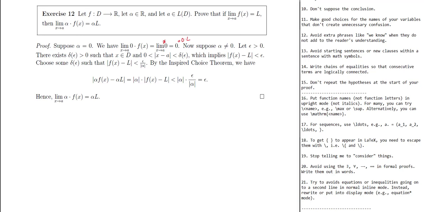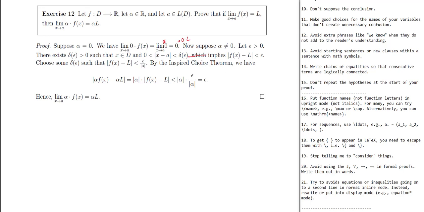Okay, now suppose alpha does not equal 0. Fine, let epsilon be positive. There exists a delta of epsilon greater than 0 such that, it's not that such that this happens, right? It's such that if this happens, then this happens. So the way you could phrase this, not with an if then, is to get rid of this comma and the "which". So such that x in D and x in a between 0 and delta of epsilon implies the absolute value of f of x minus L is less than epsilon. Okay, so that we could do.